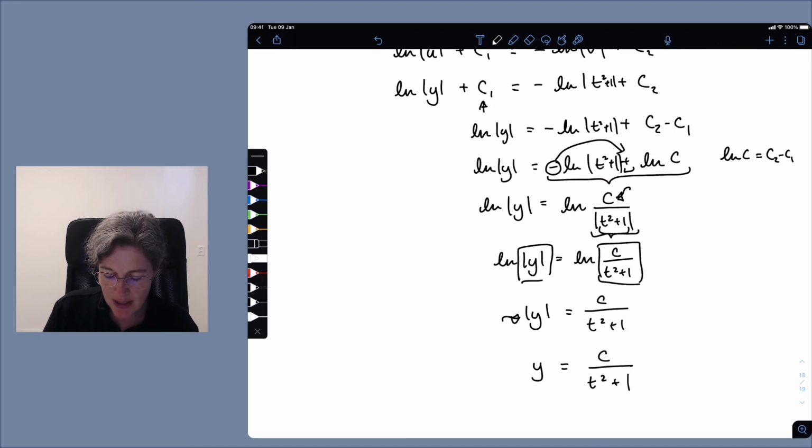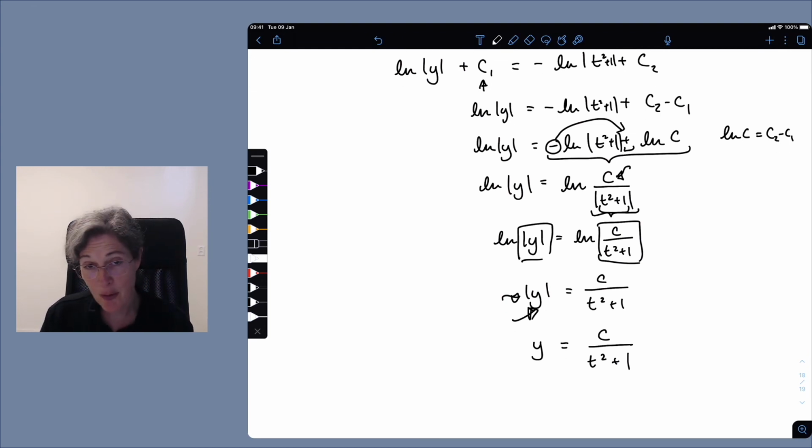What do I mean by that? I mean that if our y is positive, then we don't need the absolute values. And if our y is negative, then we could just bring in a negative to handle that when we're describing our function. And so, there we go. We've just solved this differential equation. We have found the family of solutions for that differential equation.